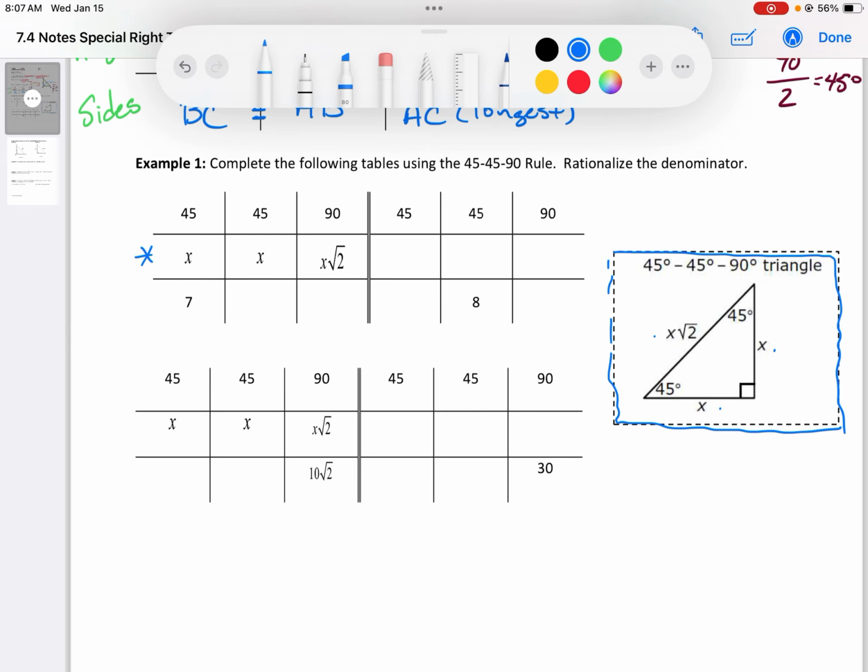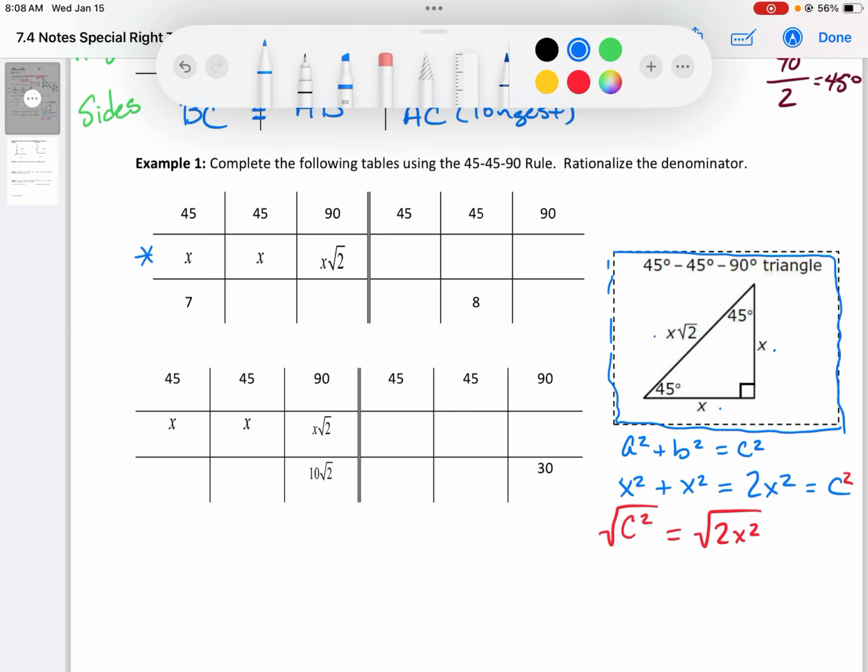Just to prove this real quick, we could use the Pythagorean theorem: a squared plus b squared equals c squared. If both sides are x, if a is x and b is x, that means c squared is these two things combined. If you have x squared and you add another x squared, you have 2x squared. So c squared is 2x squared. If we are reducing that, we'd need to find the square root of both sides.